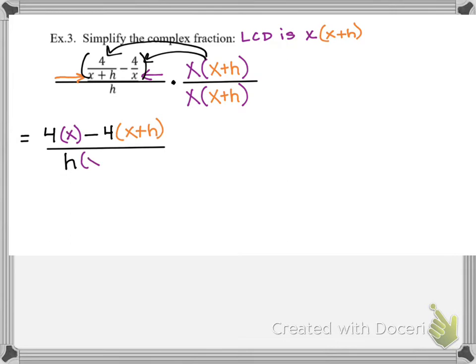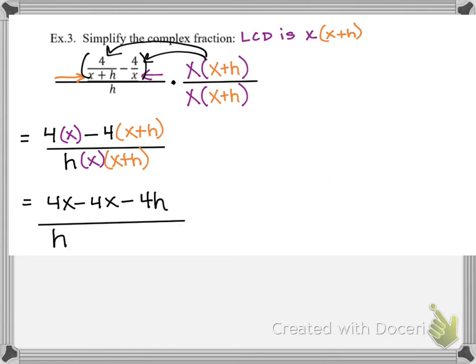Now, in the denominator, nothing cancels out. h gets multiplied by x times x plus h. All right, we need to do some distributing and simplifying in our numerator. So now we have 4x minus 4h over h times x plus h.